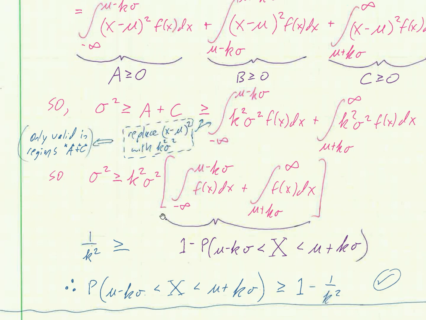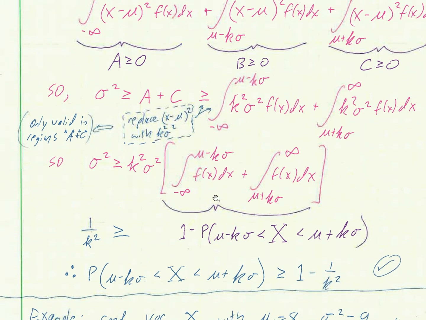Well, this is just the probability that x is either outside of, to the left of k standard deviations or to the right of k standard deviations, right? So in regions A and C, that's how you would calculate the probability. So another way to say that, this right here is 1 minus the probability of being within k standard deviations from the mean. Okay, so we then replace this with that.